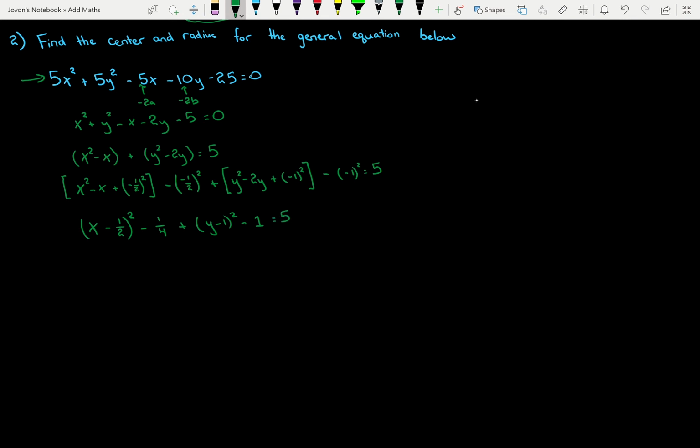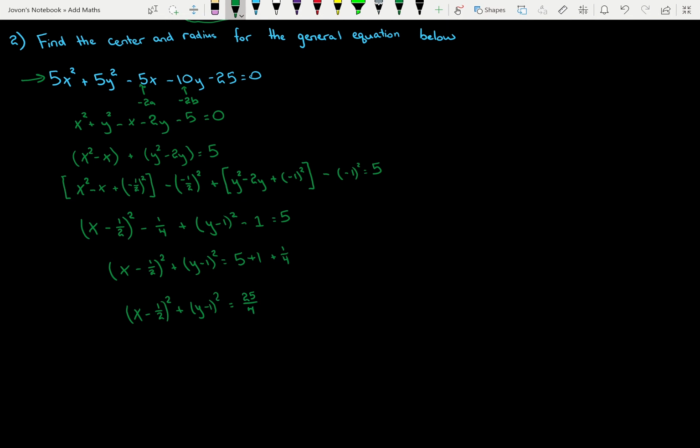Okay, then what we get is x minus a half squared plus y minus 1 squared is equal to 5 plus 1 plus a quarter. Therefore we get x minus a half squared plus y minus 1 all squared is equal to 5 plus 1 is 6, 6 times 4 is 24, is equal to 25 over 4.